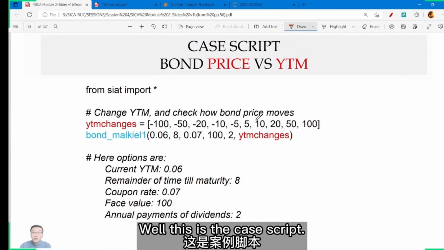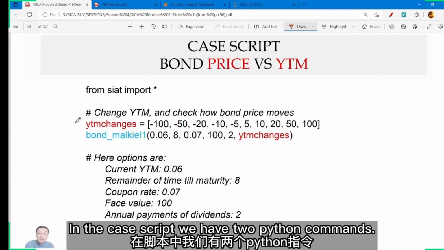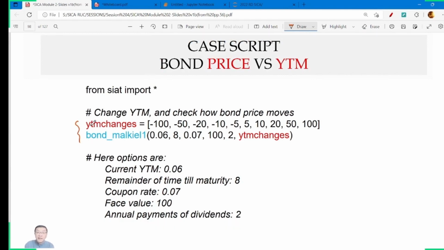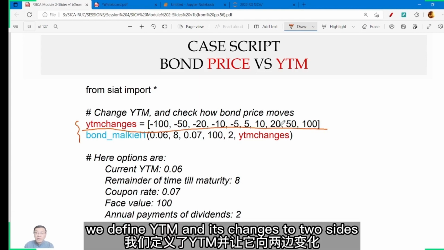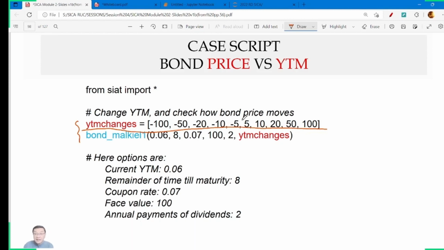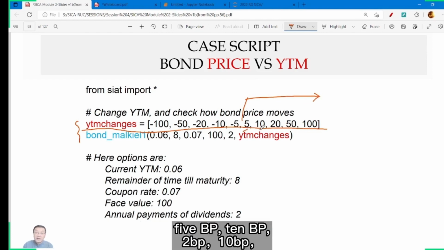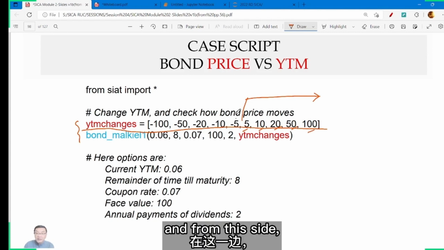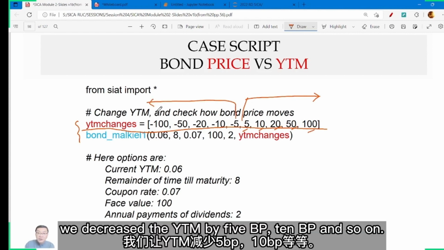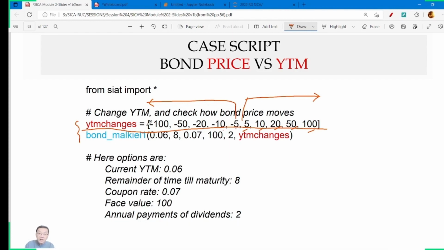Well, this is the case script. In the case script, we have two Python commands. The first one defines YTM and its changes to two sides. On this side we increase YTM by 5 BP, 10 BP, 20 BP, 50 BP and 100 BP. And on this side, we decrease the YTM by 5 BP, 10 BP, and so on.